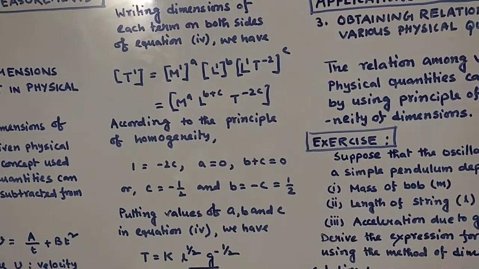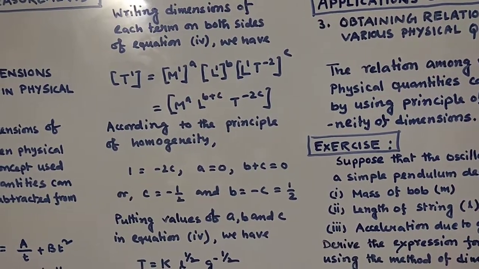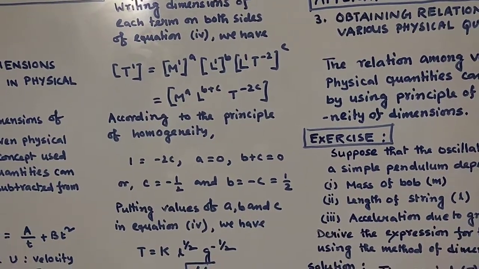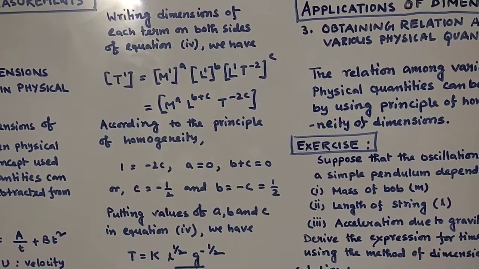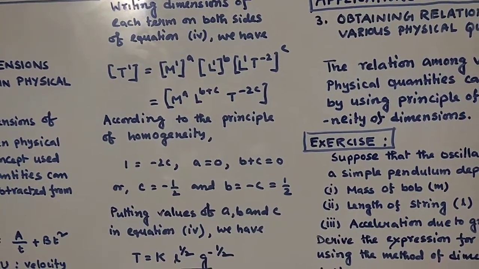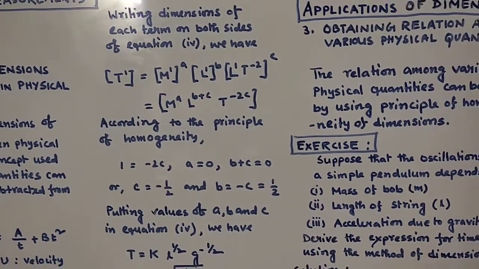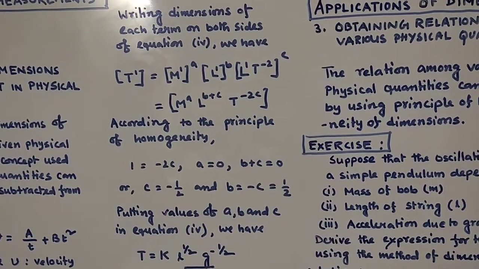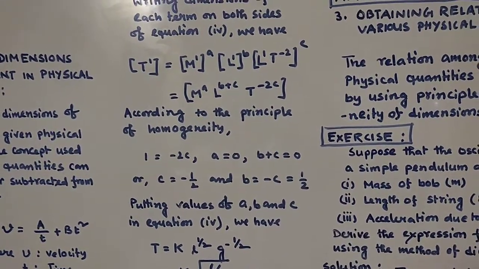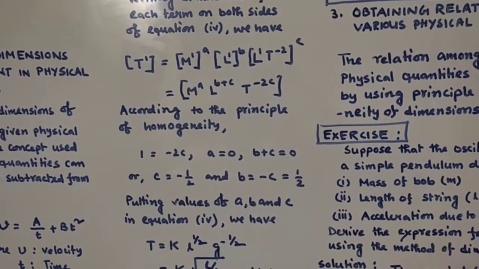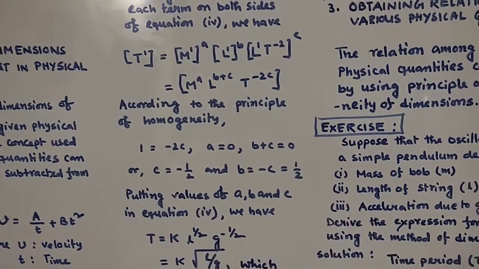So in the left hand side we don't have dimension for mass and length, so you can consider the mass dimension is 0, length dimension is 0, but T dimension is 1. So a goes to 0, b plus c goes to 0, and 1 equals minus 2c, so c equals minus half, and b plus c equals 0 means b equals minus c, so b equals plus half. So c equals minus half and b equals plus half.